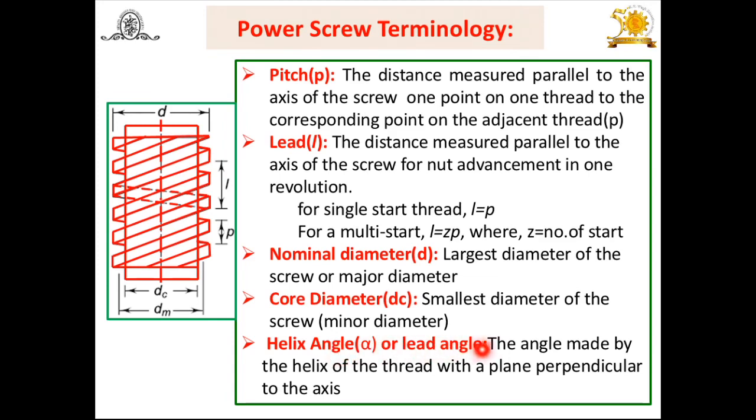Another term is the helix angle or the lead angle, denoted by alpha. Look at this thread which is cut. When a plane is drawn perpendicular to the axis, the angle made by the helix of the thread with that plane is known as the helix angle or lead angle. This is the axis, and the plane perpendicular means in this way. This angle is denoted by alpha. These are some of the important terms that we are going to use: pitch, lead, nominal diameter, core diameter, and helix angle or lead angle.